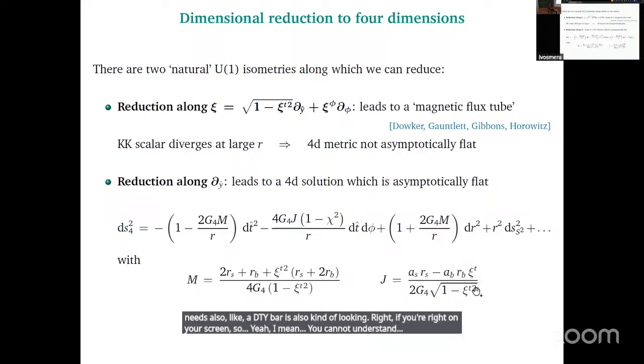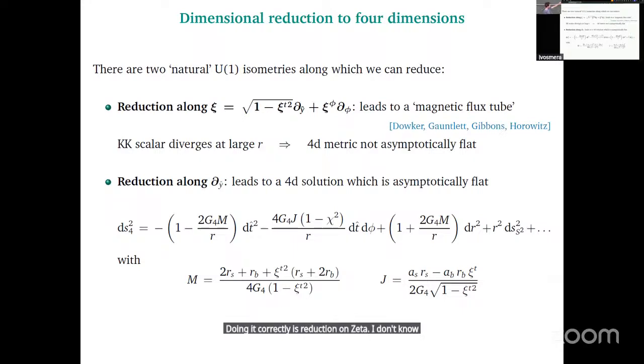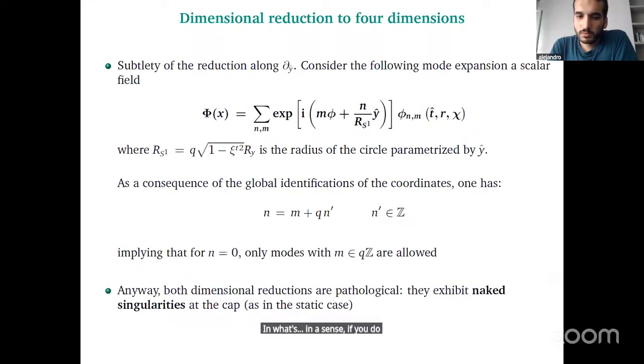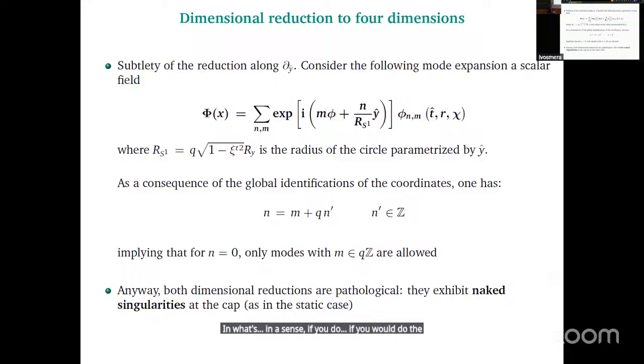The thing with KK theory is you have a higher dimensional theory, and you do something to get a duality with a lower dimensional theory. Doing it correctly is reduction on the Killing vector, whatever it's called. If you do it along dy bar, you can apply the rule, but the lower dimensional theory is not dual in any sense to your higher dimensional frame. So in what I pointed out in the next slide, like what Alejandro was saying, if you do stuff with this 4D guy, it's not dual in any sense to the 5D guys. In a sense, if you do the scalar wave perturbation on your 4D reduction, you will never find that M is quantized in Q Z.